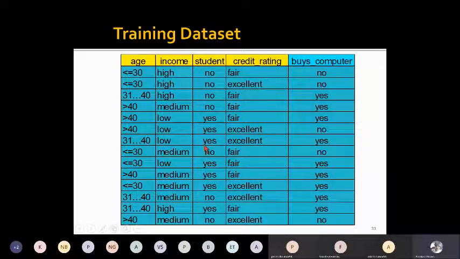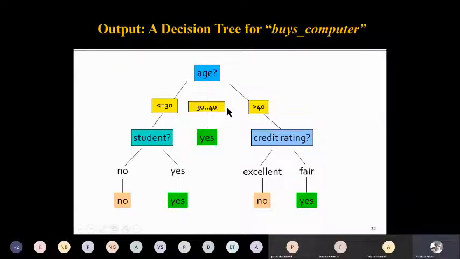For these four rows, all answers are yes. So in my decision tree, if the age is between 30 and 40, I do not need to do any other check. And for greater than 40, I am checking the credit rating. If it is excellent, then I am saying no. If it is fair, I am saying yes.